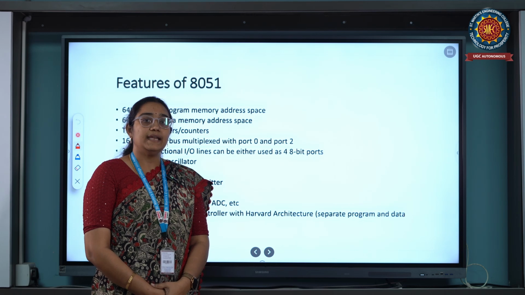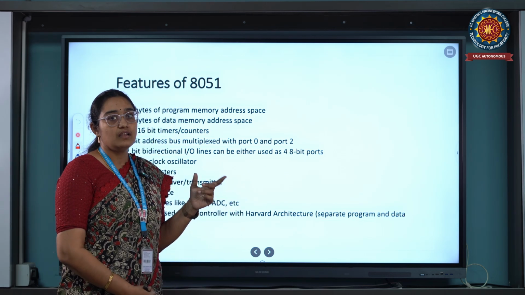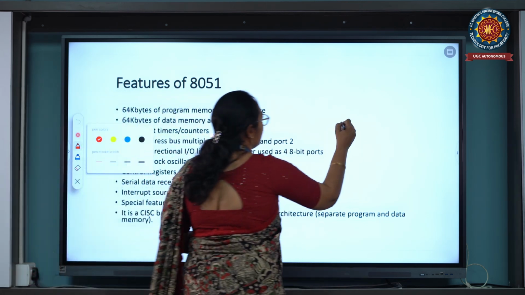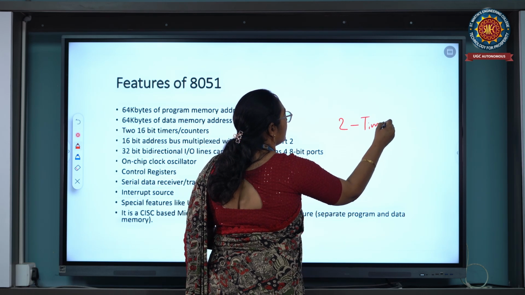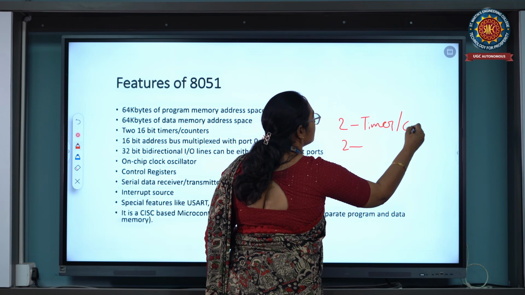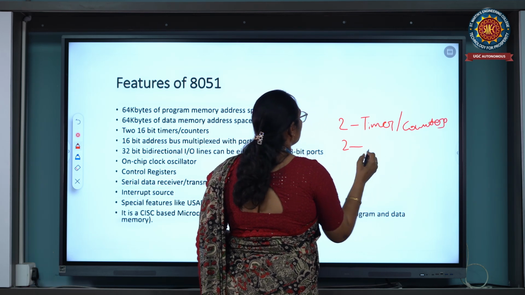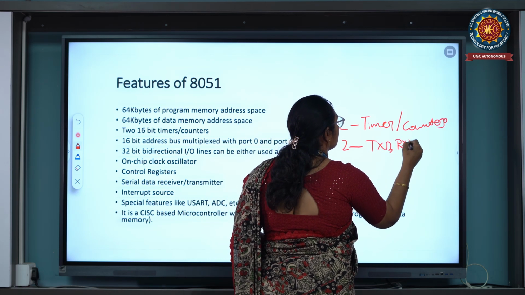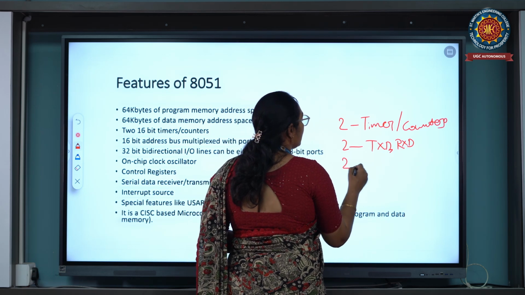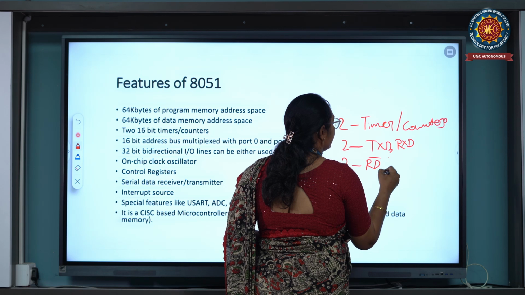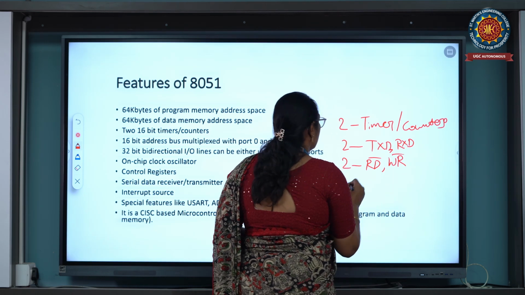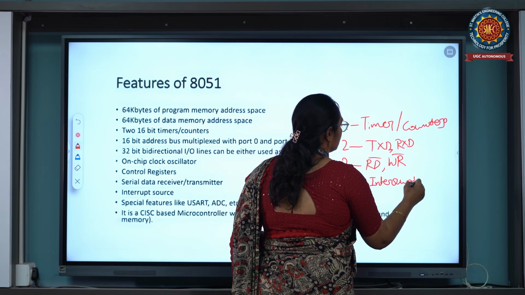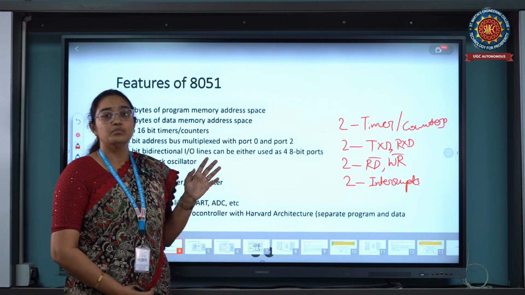It consists of 8 control lines. 2 lines are used for timers and counters, 2 lines are used for RxD and TxD, that is serial communication, 2 lines are read and write for reading and writing, and 2 are for interrupts. A total of 8 lines are used in port 3.